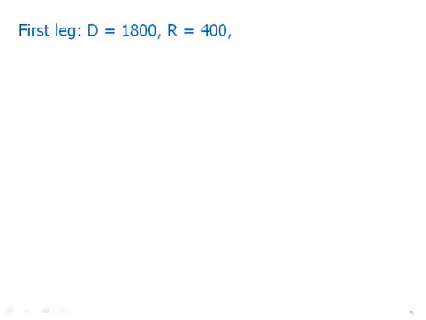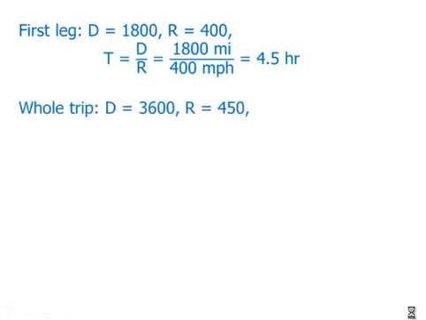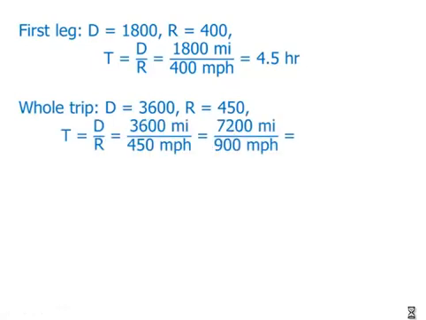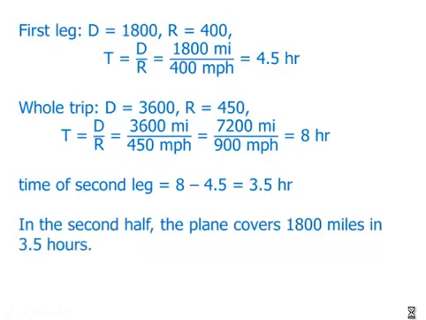So let's go about this. In the first leg, we know the distance, we know the rate, we can figure out the time. For the whole trip, we know the distance and the rate, we divide, multiply top and bottom by 2, cancel, and we know the time. That allows us to figure out the time of the second leg. We subtract, and that has to be 3.5 hours. So the speed in that second leg has to be the distance of 1,800 miles, divided by 3.5 hours.